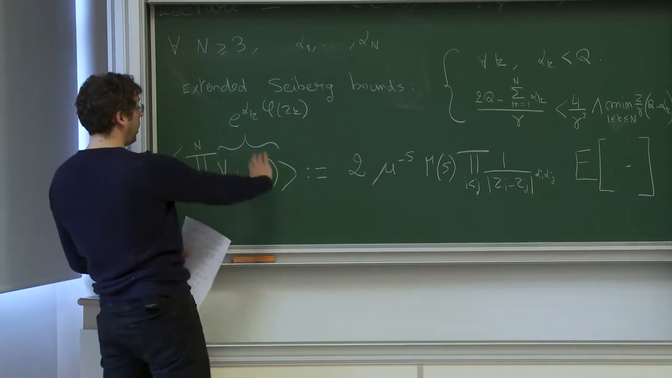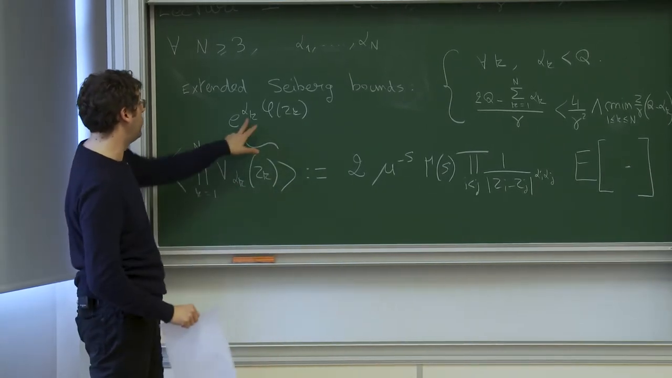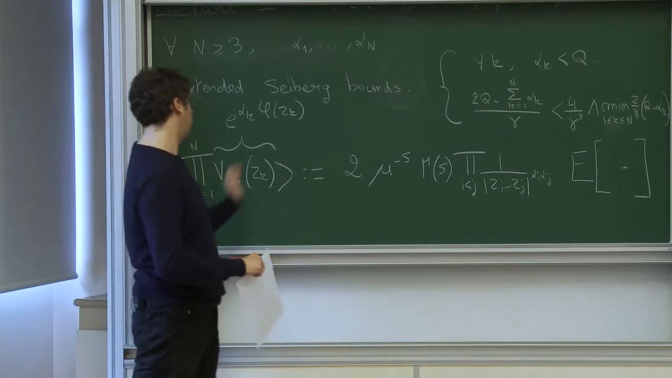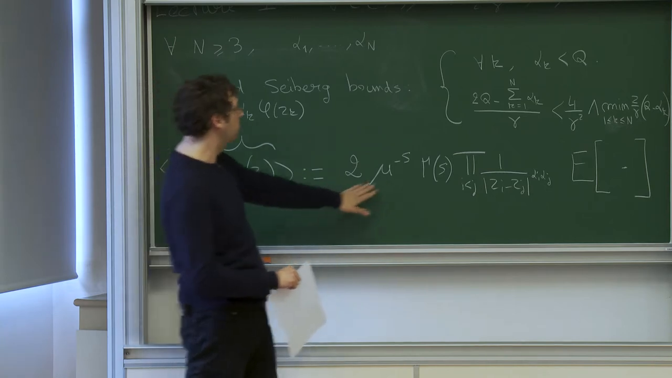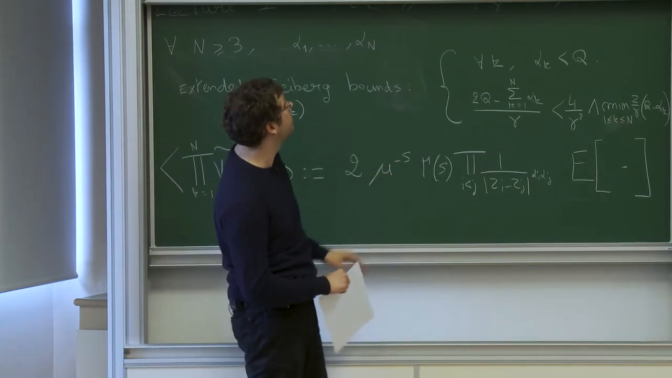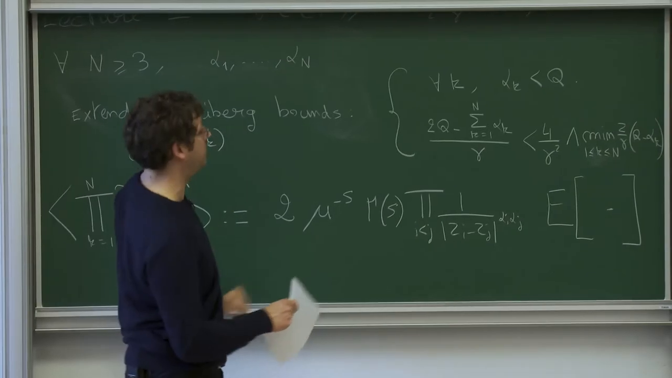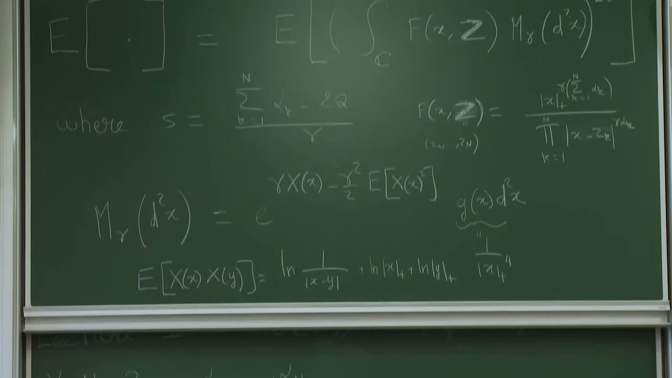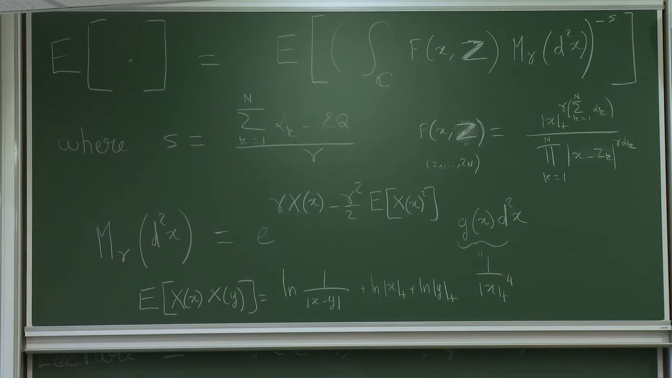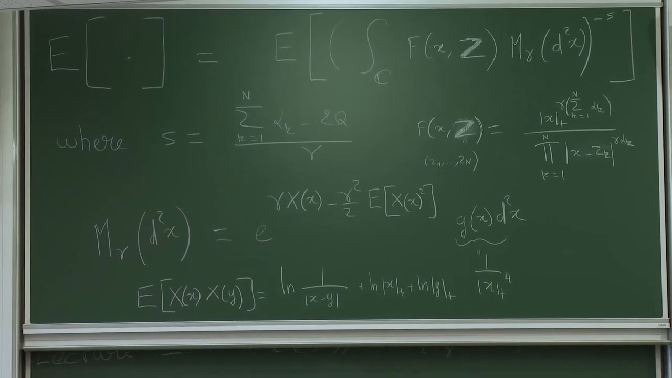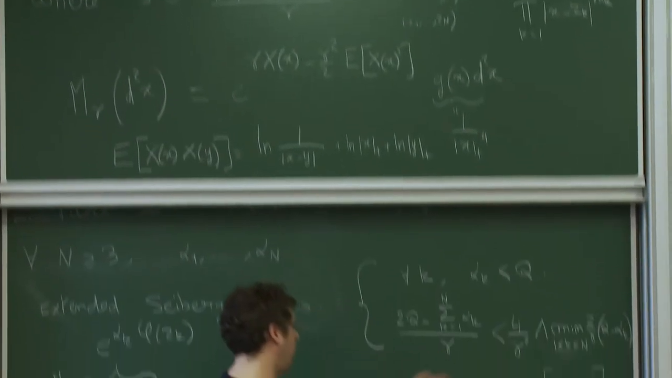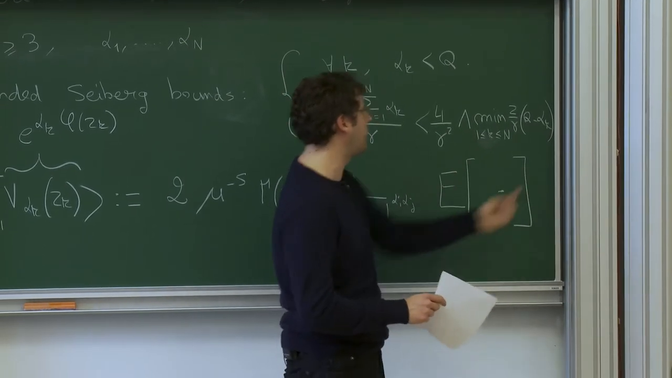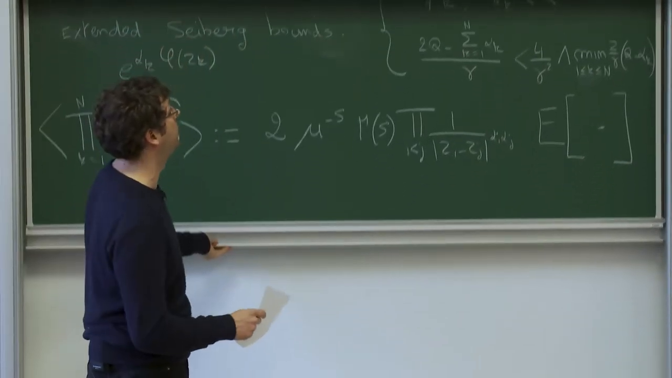So I define the product of these fields, with weight alpha_k and in the point z_k in the complex plane. So I define the correlations of these fields as mu to the power minus s, where s is given by this thing upstairs, times Gamma of s, the standard gamma function, times this product here, which is the Gaussian free field part of the theory, and times the interesting piece of the theory, which is an expectation of, and so this is what I wrote above.